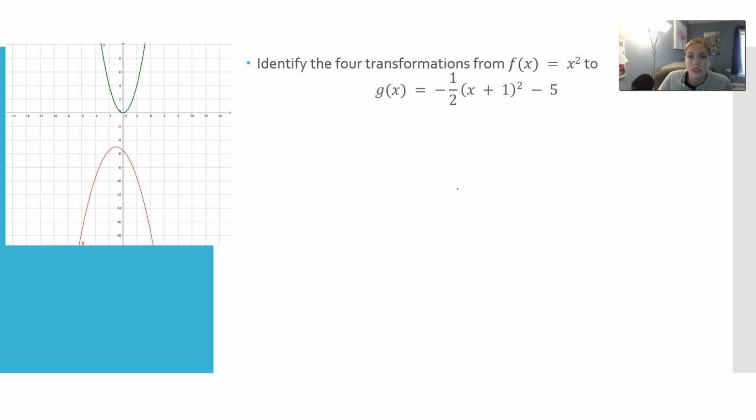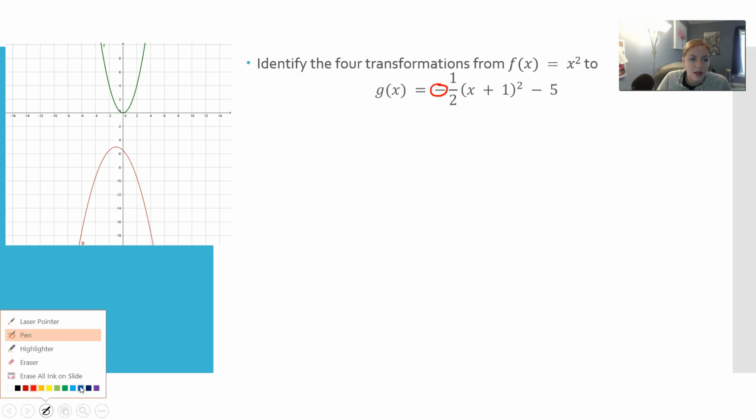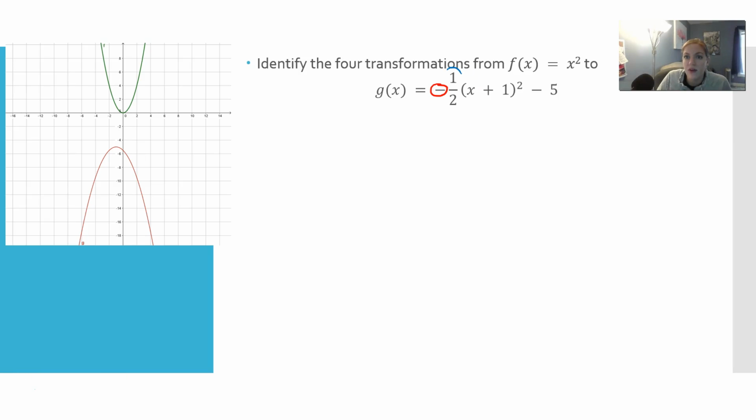So I'm going to circle these ideas. It looks like there's a negative going on here. It also looks like there's a 1/2. Be careful because that negative is separate from that number that's being multiplied out front. We'll discuss that a little bit more in a second. It also looks like we're adding 1 inside those parentheses. And then we're also subtracting 5 off at the end.